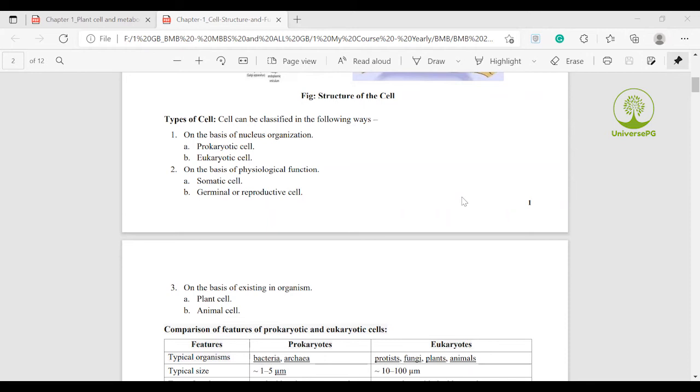And another type of cell is the eukaryotic cell. Eukaryotic cells include, for example, plant cells, animal cells, protists, fungi, etc. This type of cell contains a well organized nucleus, and this nucleus must contain 5 elements that are generally found in the structure of the nucleus.